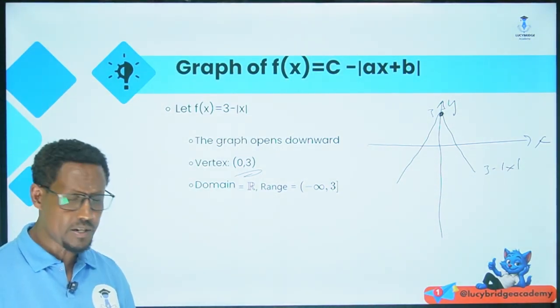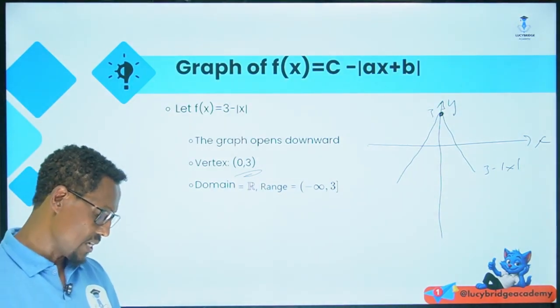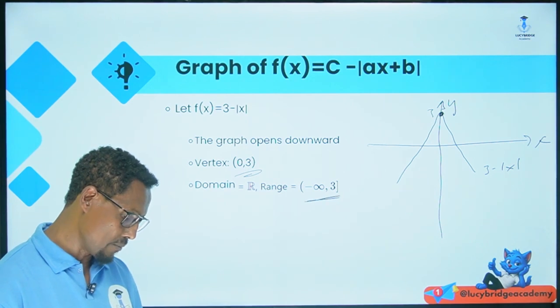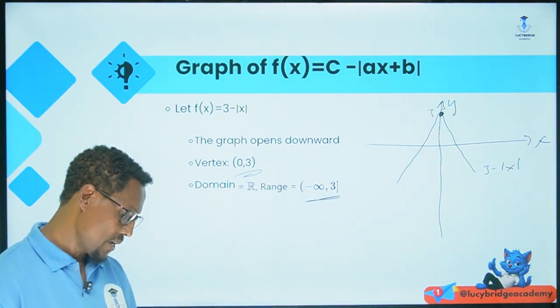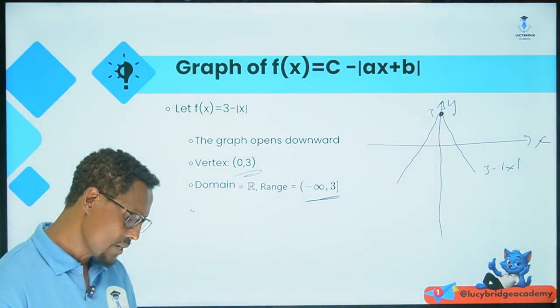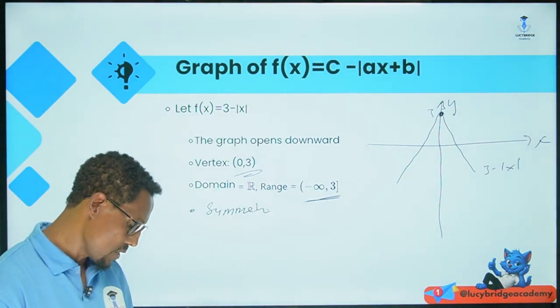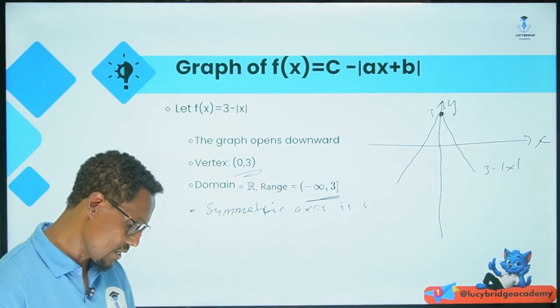Domain: the set of all real numbers. The domain of every absolute value function is the set of all real numbers. Range is less than what? Less than or equal to 3, from negative infinity up to 3. And the y axis is the symmetric line, the axis of symmetry.